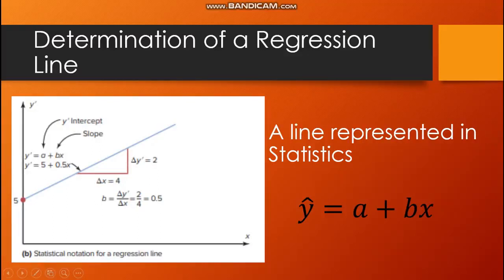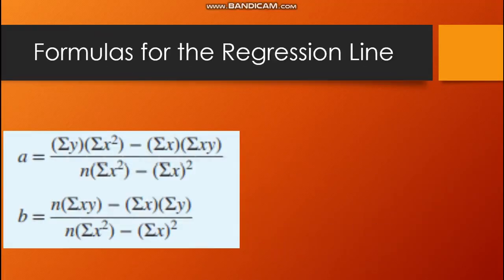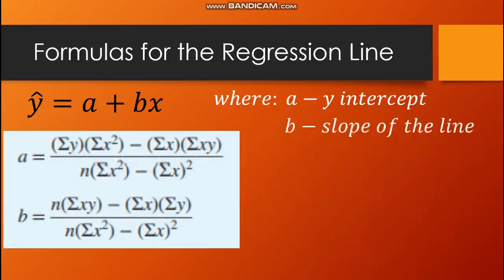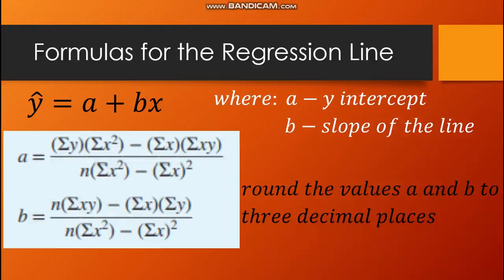Okay? And here are the formulas that we need in finding the equation of the regression line. We have y hat equals a plus bx, where a can be computed using this formula, a equal to summation of y, summation of x squared, minus the product of the summation of x and summation of xy all over n summation of x squared minus the square of summation of x. For the slope of the regression line, we use b equal to n summation of xy minus summation of x and summation of y all over n summation of x squared minus square of summation of x. Again, yung ating a is the y-intercept, b is the slope of the line. Okay? Now, in rounding the values of a and b, as much as possible, round this to 3 decimal places.